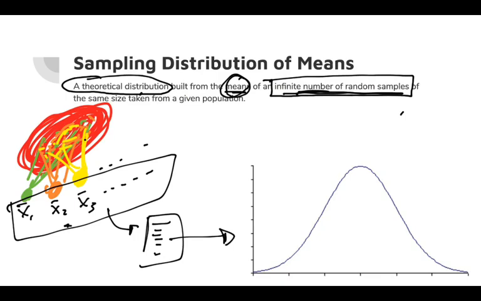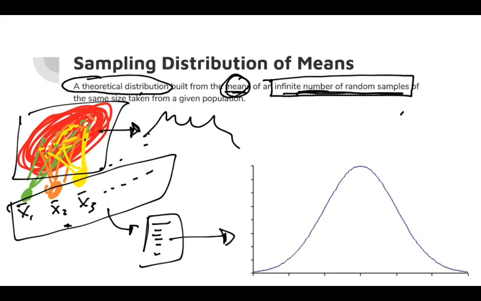And again, nobody's going to ever do this. You only ever take one sample. But we need the idea of the sampling distribution of means to do the testing that we want to do, for a couple of reasons. Number one is we don't know what this distribution looks like. It may be crazy looking, right? It could be all kinds of weird looking, but we need a normal distribution to do the testing that we want to do.